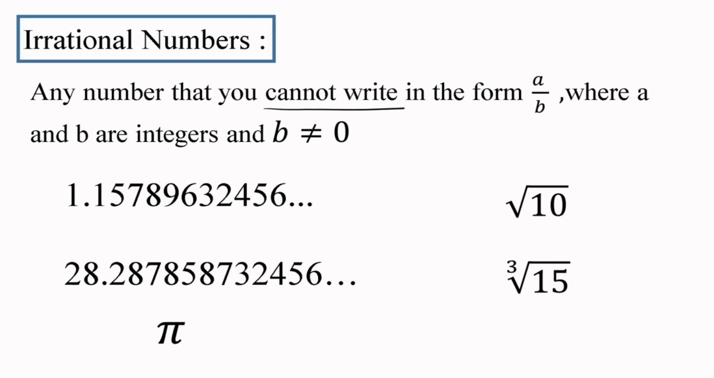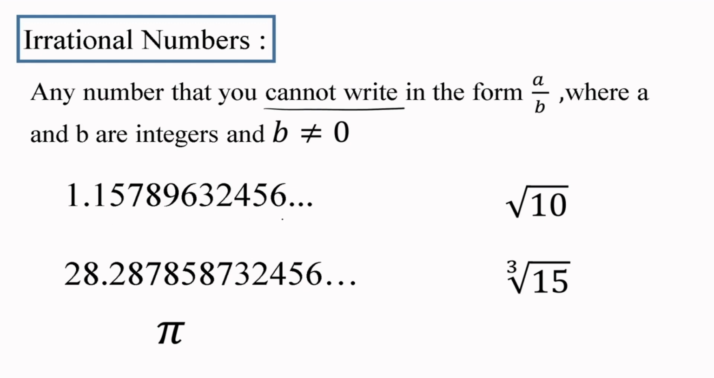Look at the first example. It is a number in decimal form. I told you that for a decimal to be a rational number, first it must stop somewhere, so it should not continue. Or if it continues and is not terminating, you must see a pattern. Otherwise, it would be irrational.